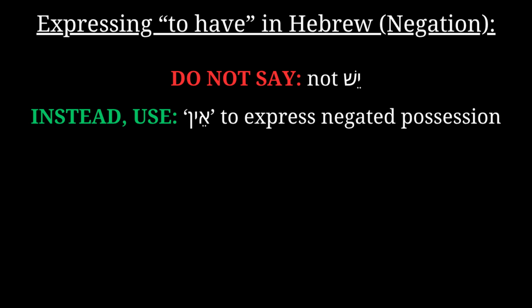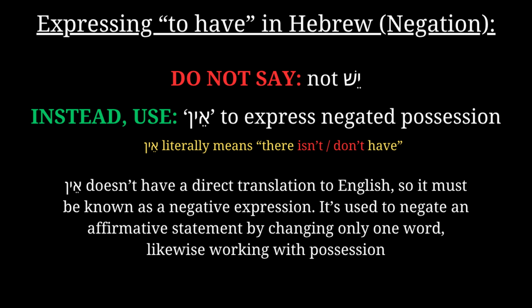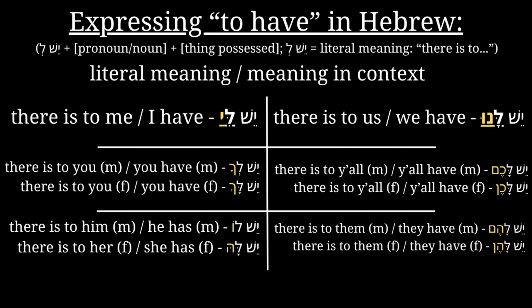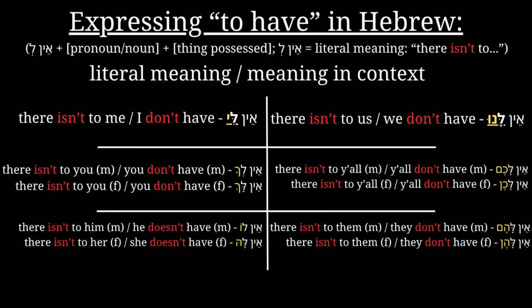like negation. Instead of saying not yesh, which is not possible in Hebrew, the language has a different word, en, meaning there is not or don't have in context. I already explained this word in my negation video, but here's a short recap. The word en doesn't really have a direct translation to English, so it must be known as a negative expression, and it's used to negate an affirmative statement by changing only one word. So, if the construction yesh li means I have, a construction with en means en li, I don't have, or there isn't to me, with a literal meaning.